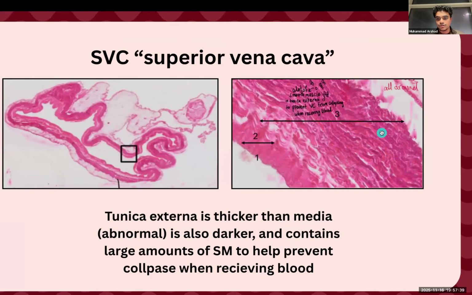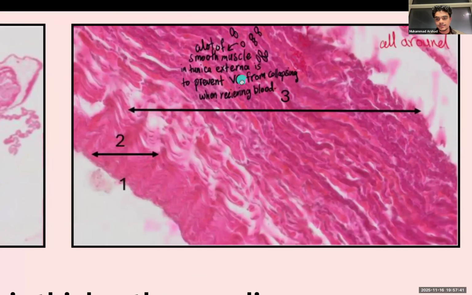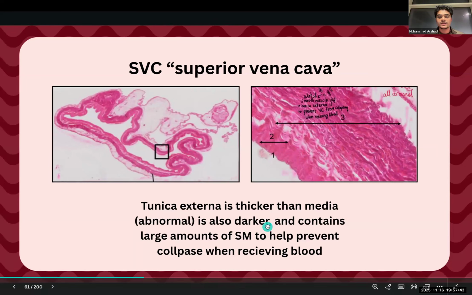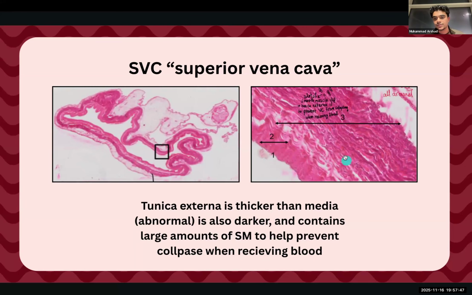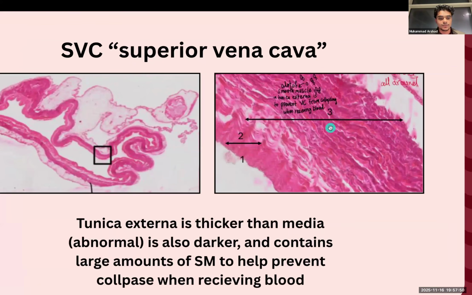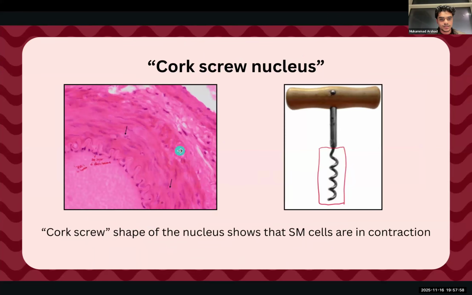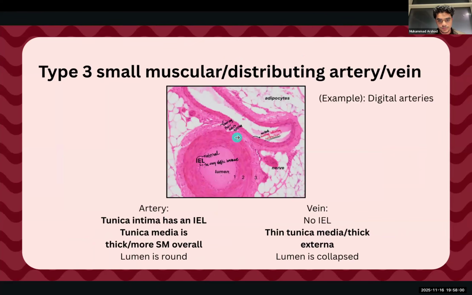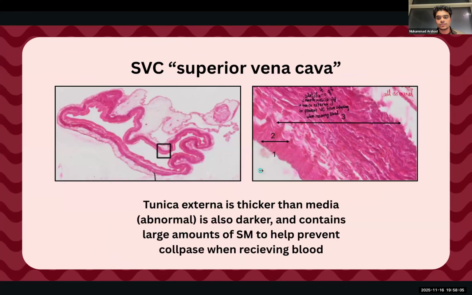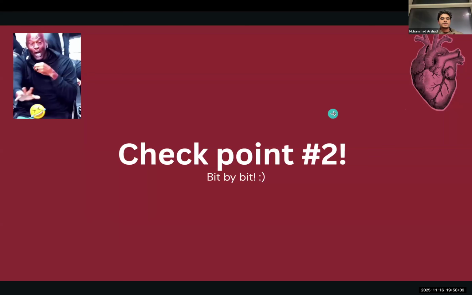And that's because the tunica externa itself contains smooth muscle cells, which help prevent collapse when receiving blood. Because obviously, the superior vena cava receives a lot of blood. You don't want it to collapse when it's receiving that large amount of blood. So again, all of this is the tunica externa, right? It's super thick relative to, for example, what we saw here. This is the tunica media, and this is the tunica externa. So normally the tunica media is much, much thicker, but over here, the tunica externa is super thick and darker because it has smooth muscle cells.